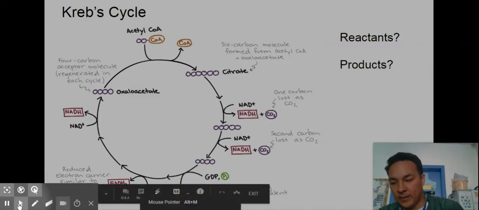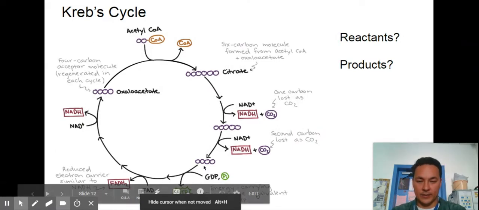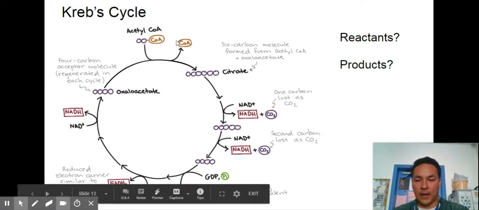All right, so what is the point here? The point is to make NADH and FADH2. What went into it? Pyruvate, NAD plus, and FAD. What comes out? NADH, FADH2, and carbon dioxide.